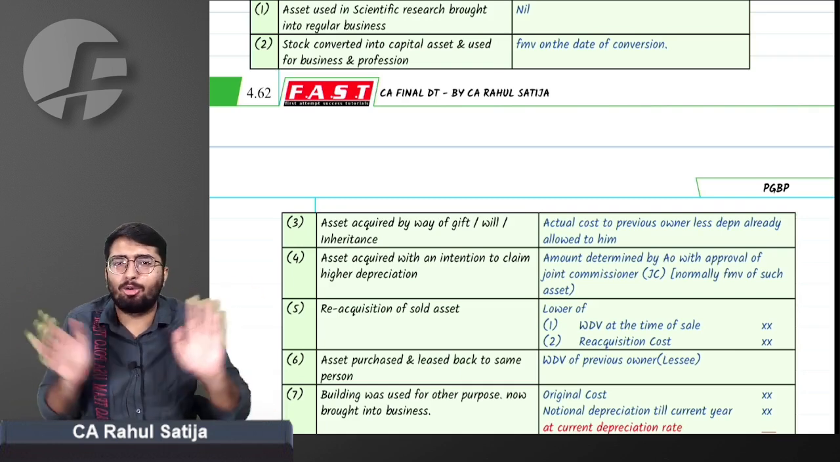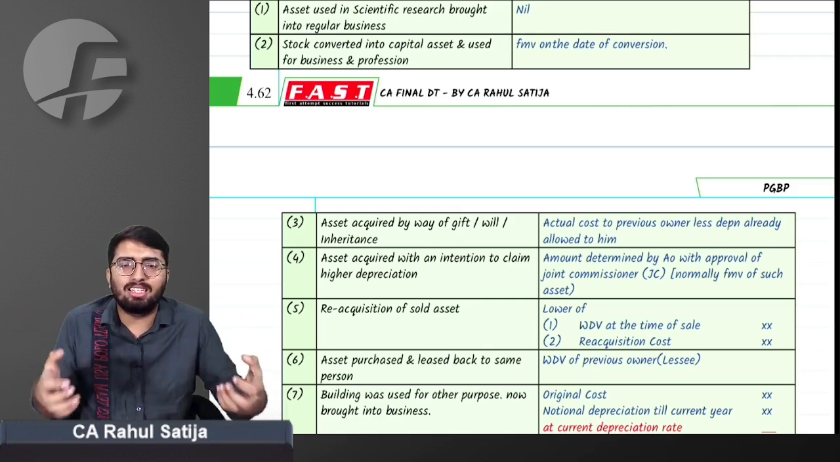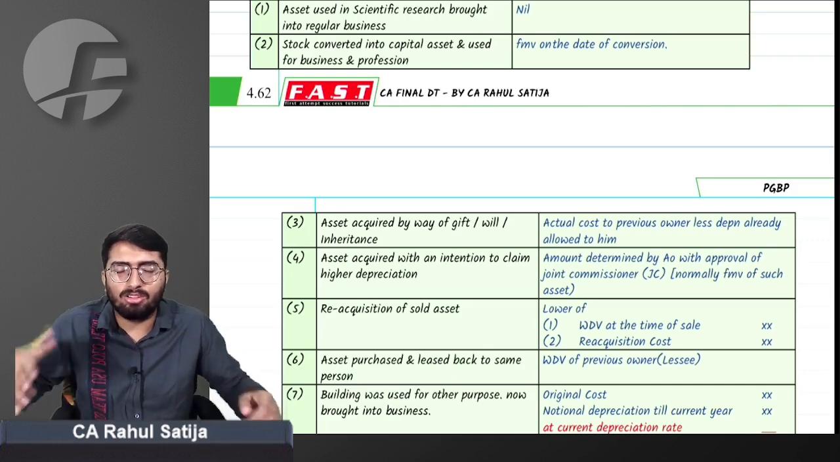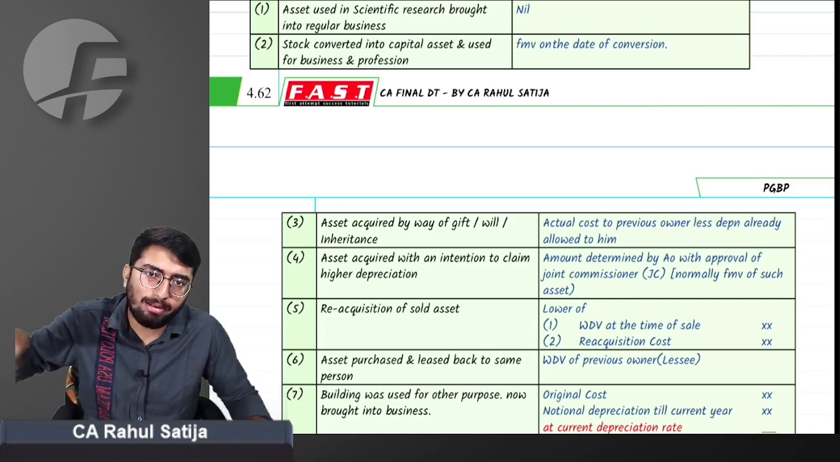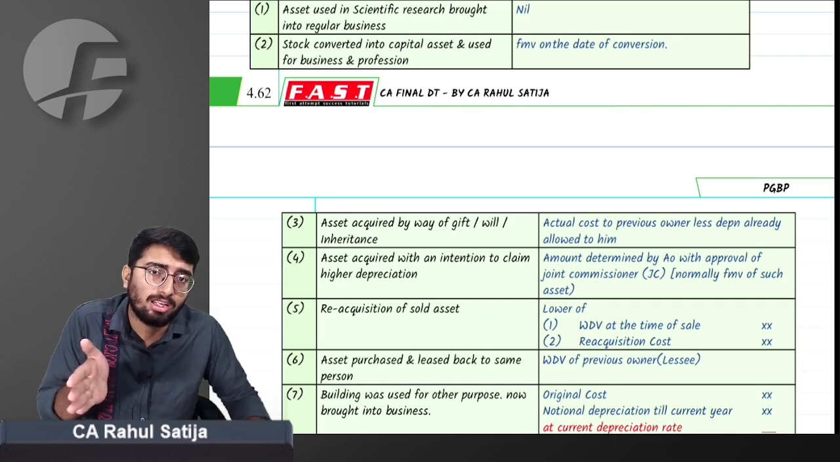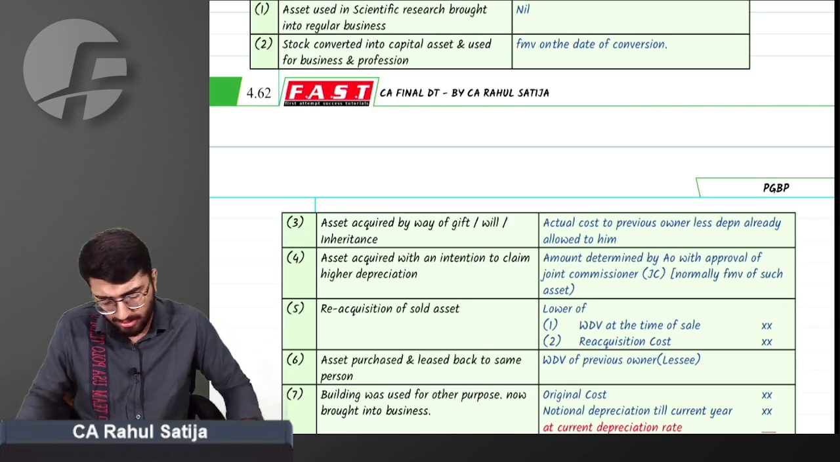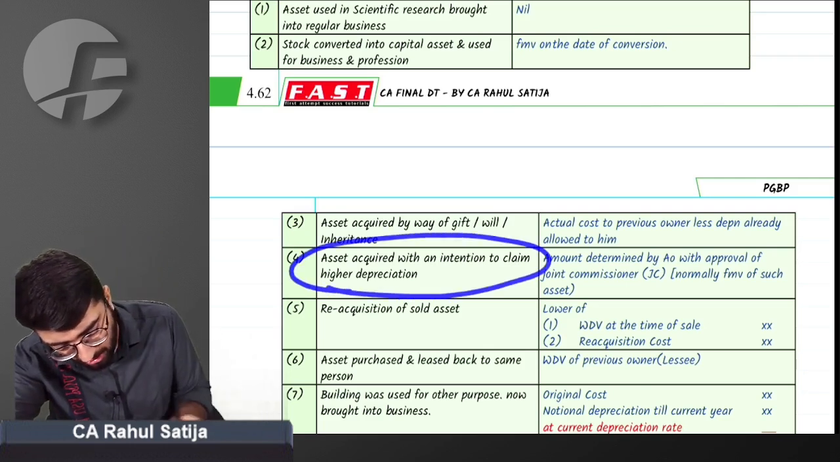Any asset, it is not just about building, any plant and machinery that he used to use and has now gifted to me, whatever cost of acquisition was to him will be cost of acquisition to me. And if he had claimed any depreciation, then cost of acquisition after reducing that depreciation will be cost of acquisition to me. Basic point.